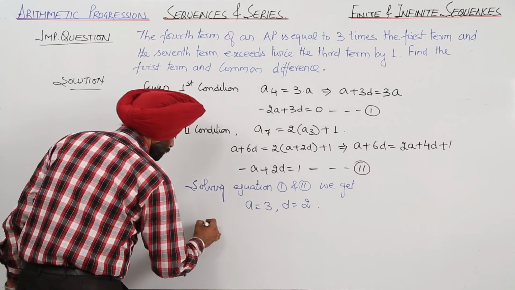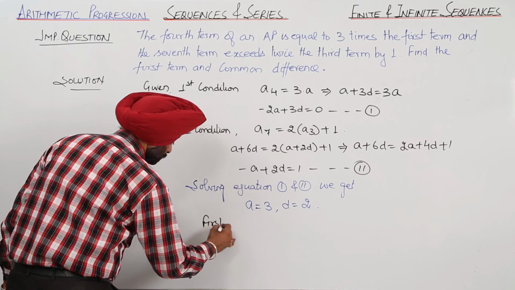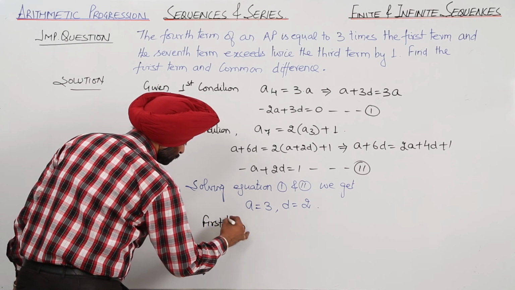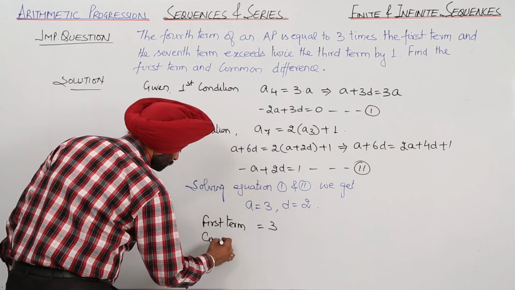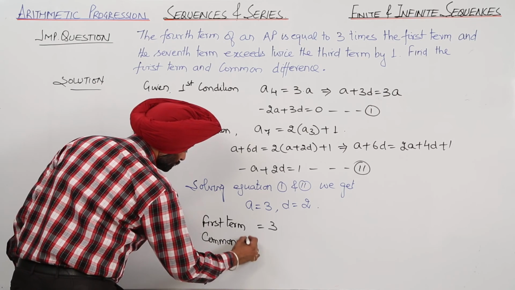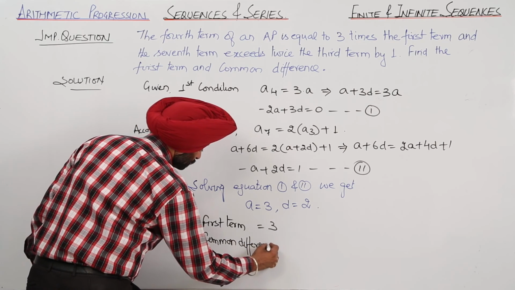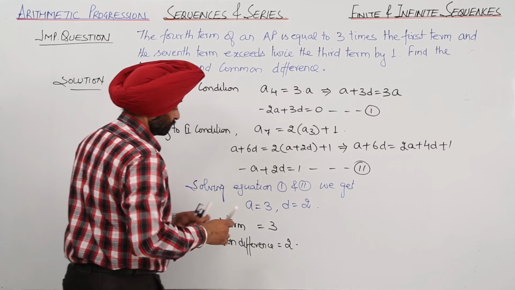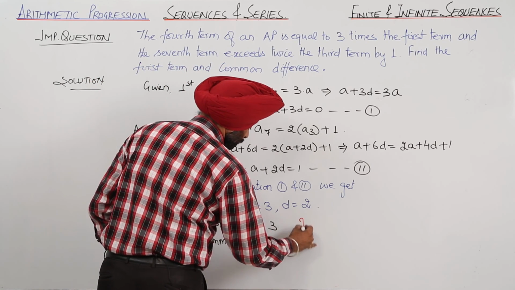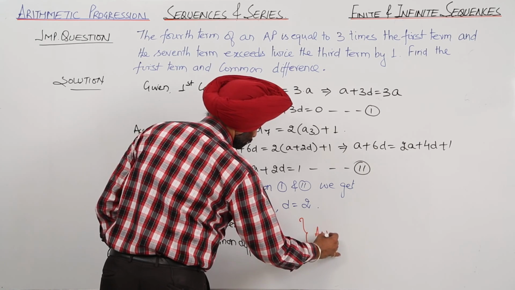Okay. So the first term is equal to 3 and the common difference is equal to 2. Answer.